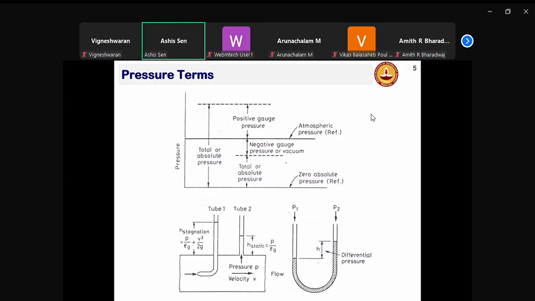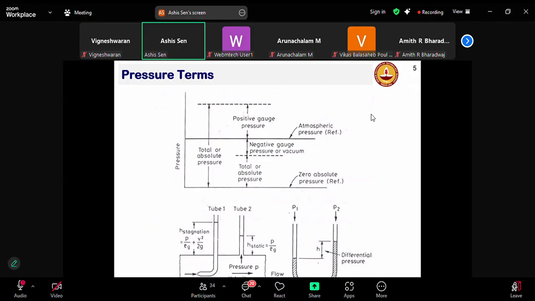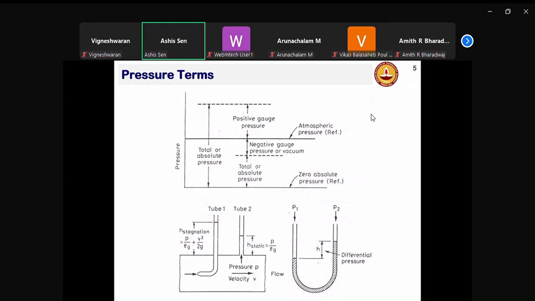Now, it is important to understand these different terminologies with respect to pressure. So here, the bottommost horizontal axis represents absolute zero pressure. Absolute zero pressure is when the temperature is minus 273 Kelvin. This is where the molecules cease to move. And if you have some fluid in a container and your temperature is minus 273 Kelvin, the fluid will have no pressure. Okay, zero absolute pressure.